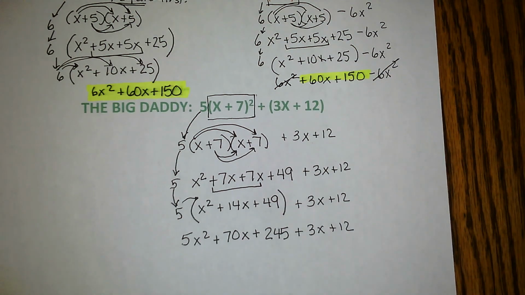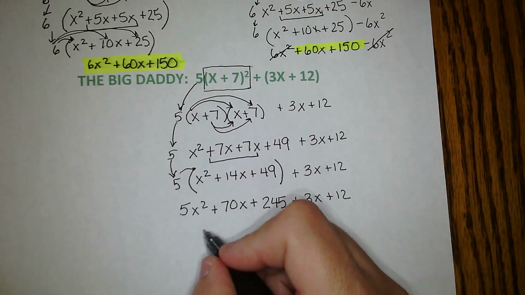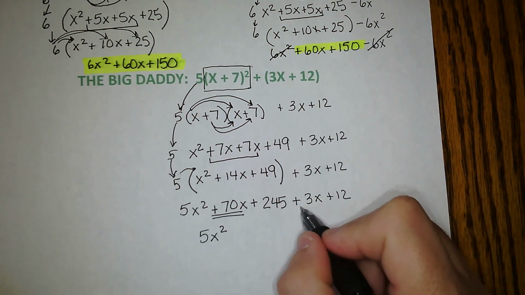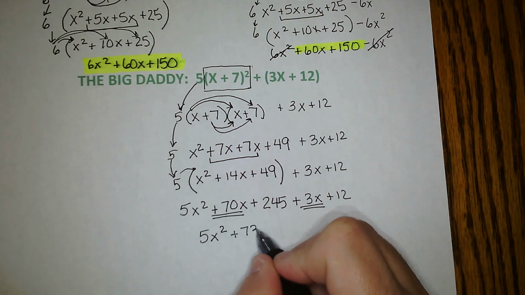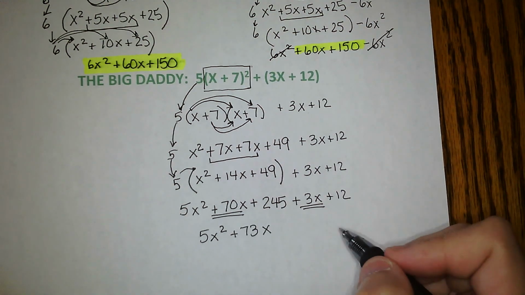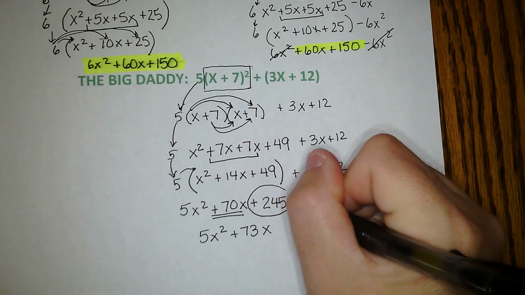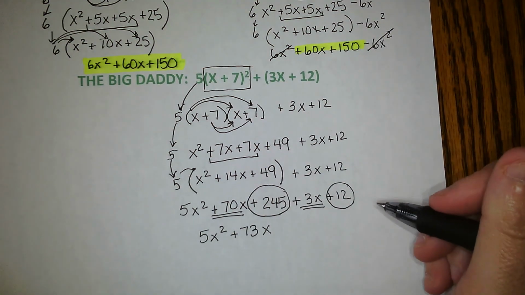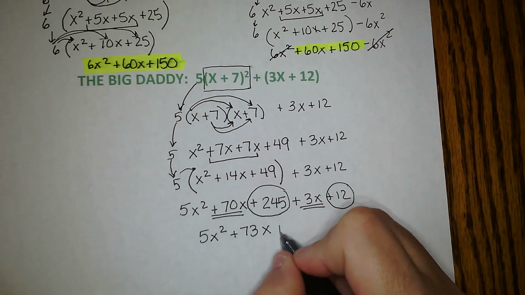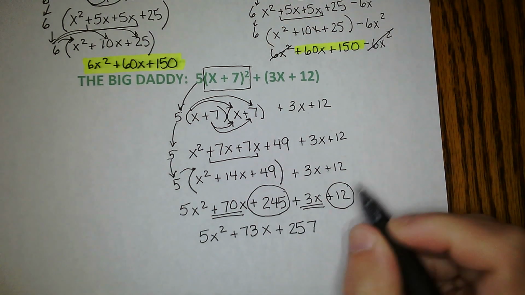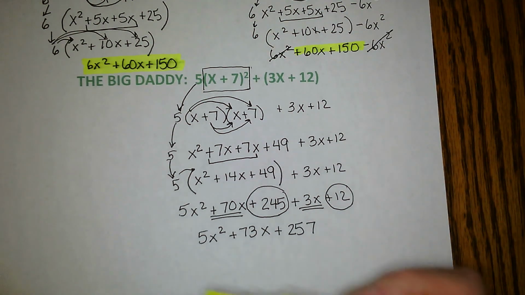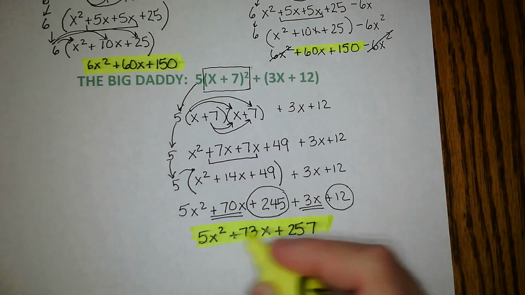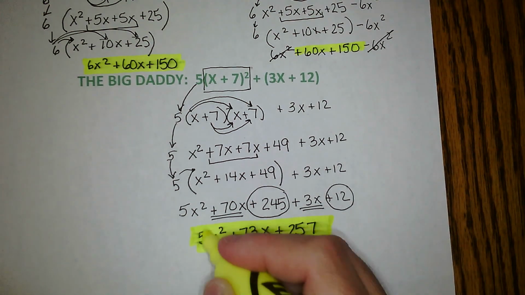So we've got 5x squared. There's no other x squared, so that's our beginning. We've got 70x and 3x is 73x. And we've got 245 plus 12, 257. And this is in its simplest form. Remember, x squared and x are not like terms, so they're just going to stand next to each other at the party.